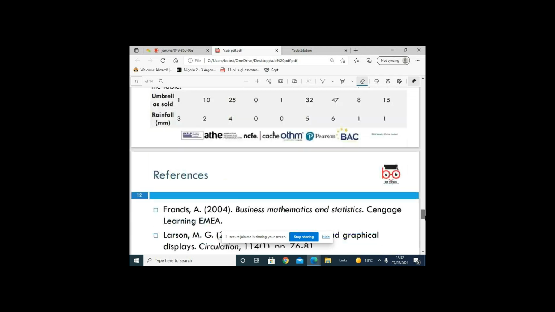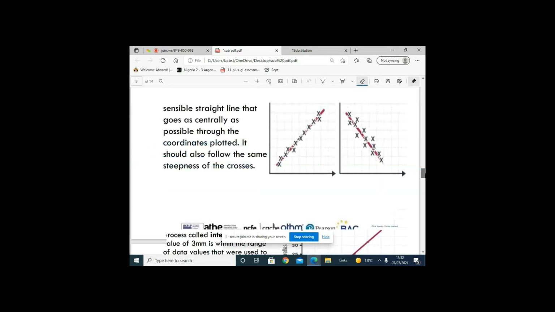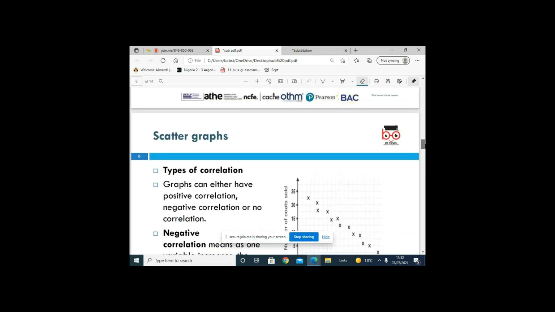So if the rainfall is very high, if there's loads of rainfall, that means the umbrellas sold is going to be very high, which is normal. If there's loads of rain, in real life the umbrella sales will increase. So they call that one a positive correlation. So we look at different types now.